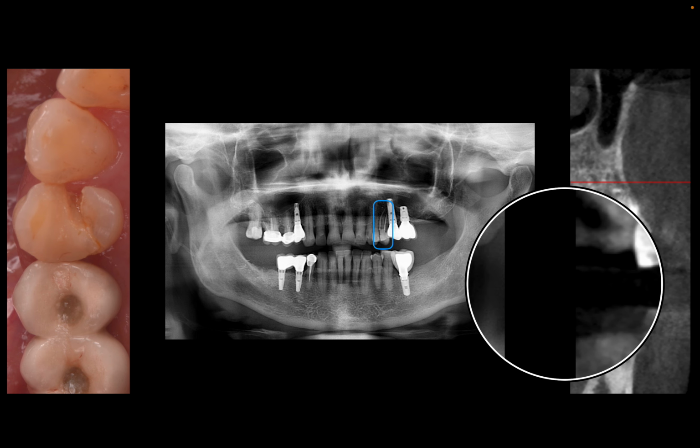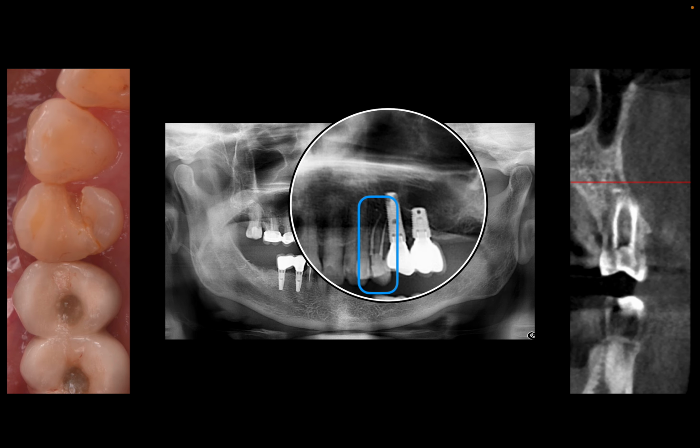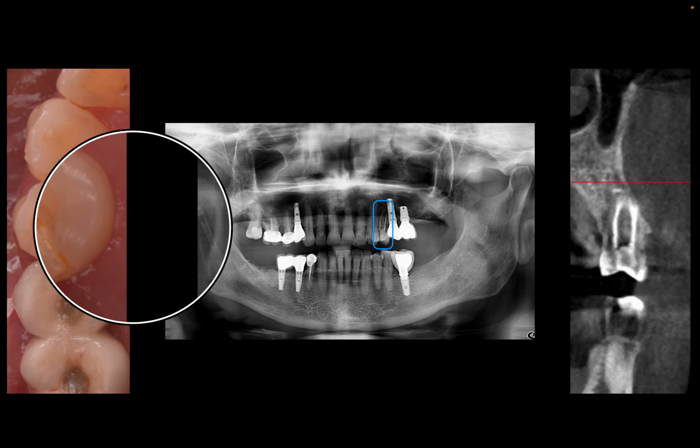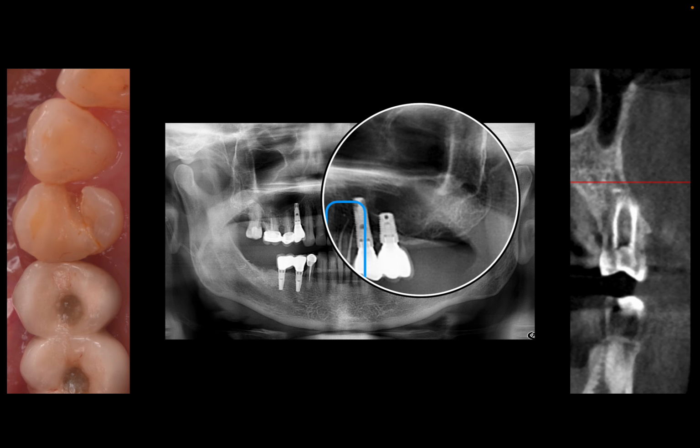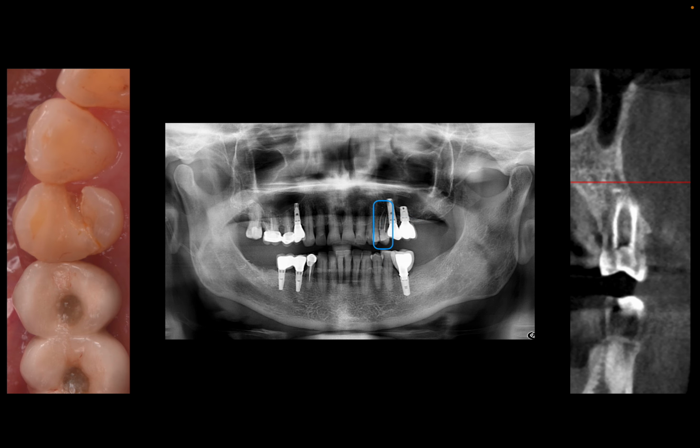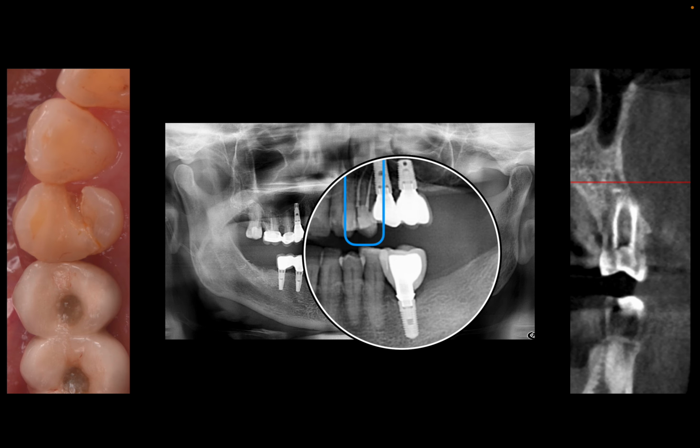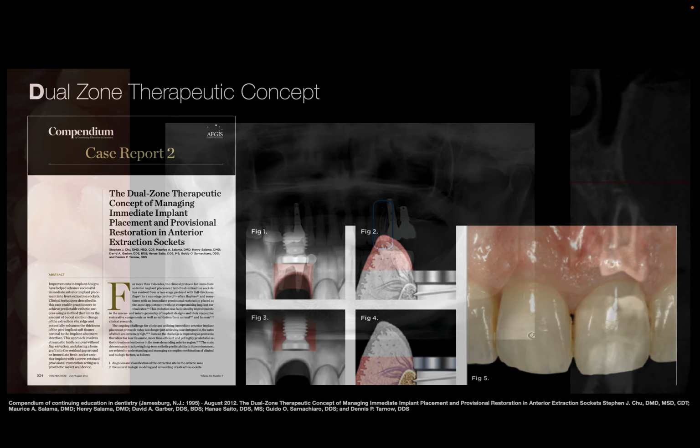So this is a tooth that needs to be extracted right here, right next to an implant. This tooth has been fractured. This is the orthopantomography that I take from day one. This is the CT scan, right?